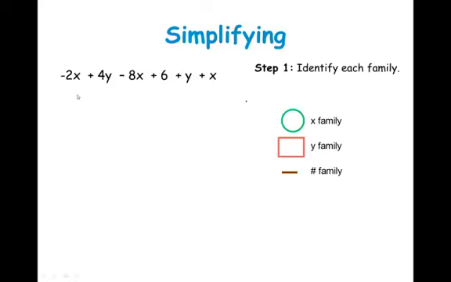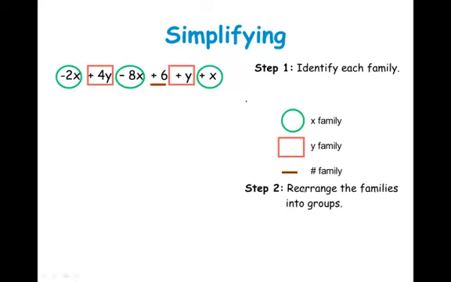Now, the most important thing for you to remember when you do this is to take into account the negative. Now, you can see here I have circled negative 2x, so don't forget that the negative sign out the front travels with that number. So negative 2x, negative 8x and positive x are all in the same family. Then we have plus 4y and plus 1y are in the same family, and then we have the number 6. So that's step 1, is identify which families you're going to be working with.